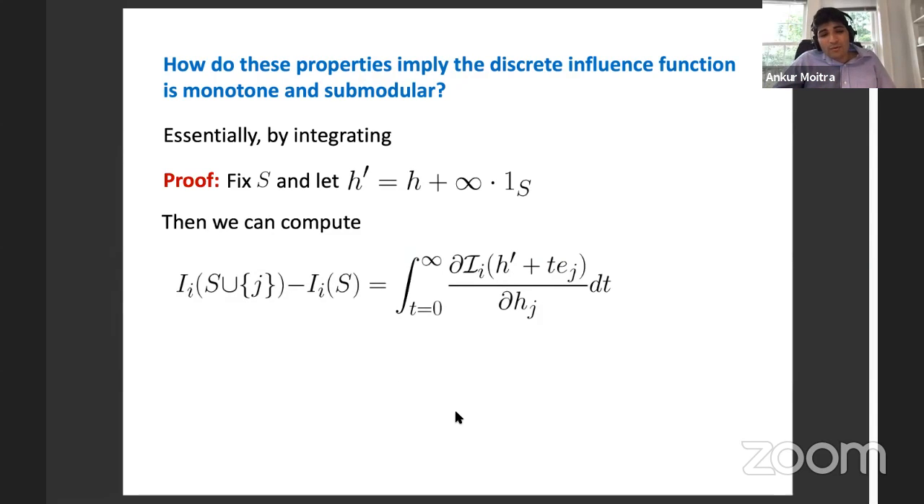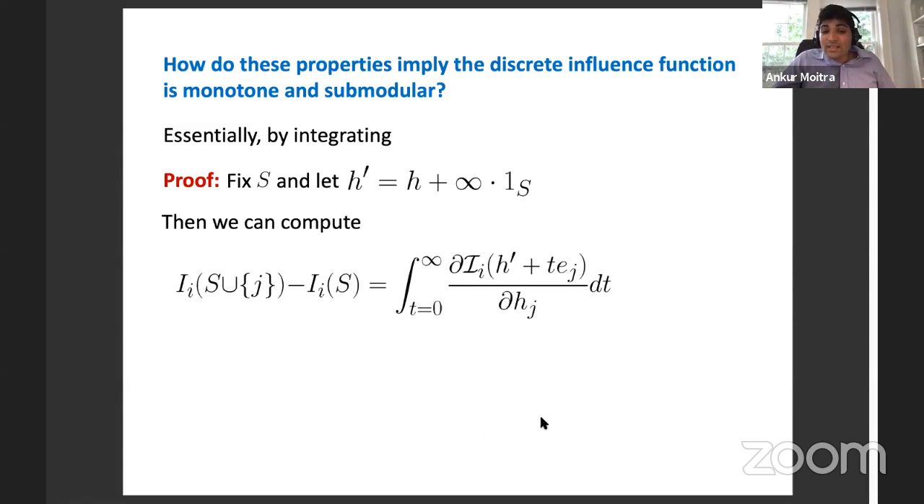So let me not go into all of that, but I'll show you just one proof and skip the second proof. If I want to prove that my discrete influence function is monotone, I want to show that this term on the left-hand side is non-negative, because when I add j to the set S, that's only going to increase the chance that the spin at this node i is +1, compared to if I don't add j into it.